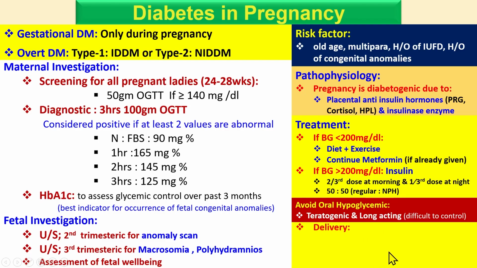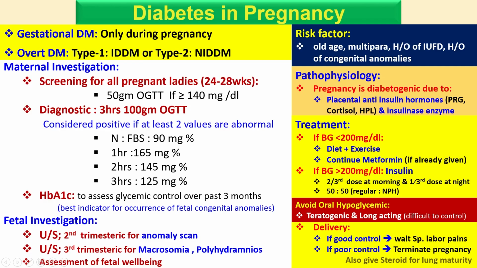Now, what about the delivery? If there is good control over the glucose, then wait for spontaneous labor pain. If it's poor control, terminate the pregnancy and also give steroid for lung maturity.